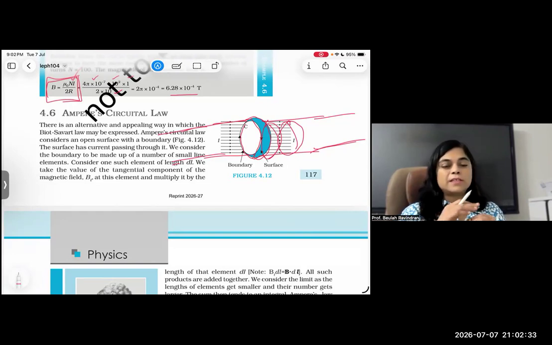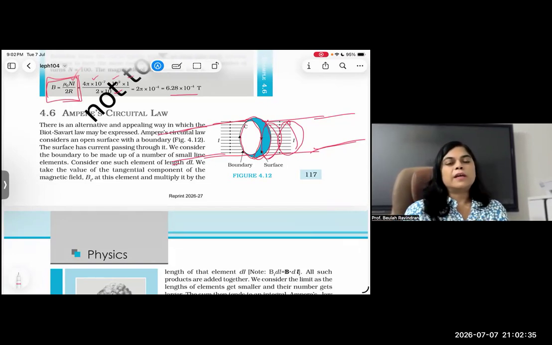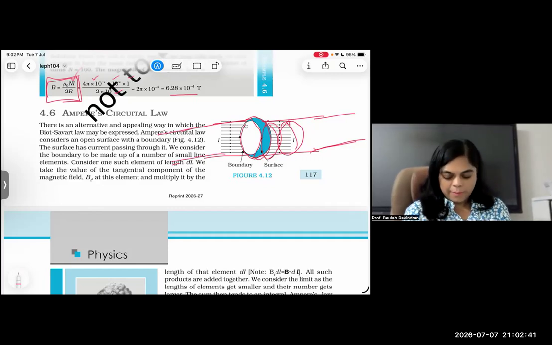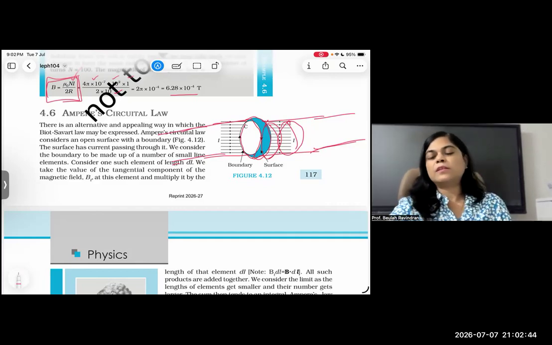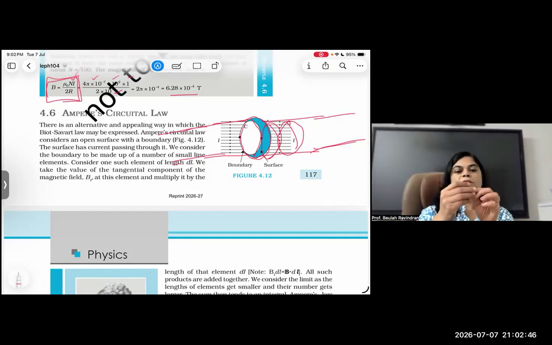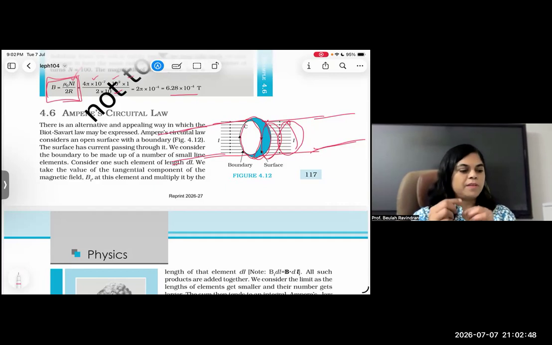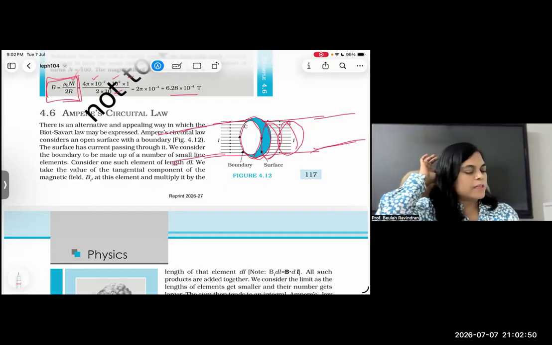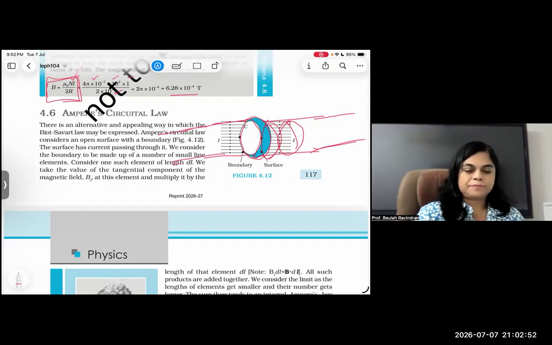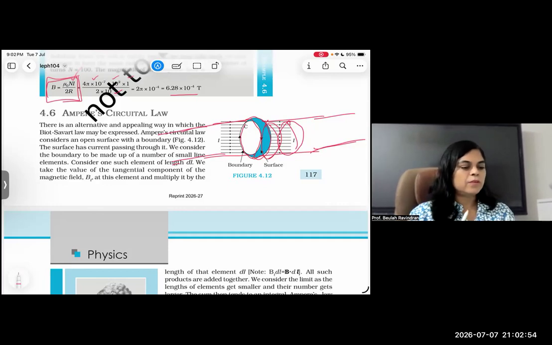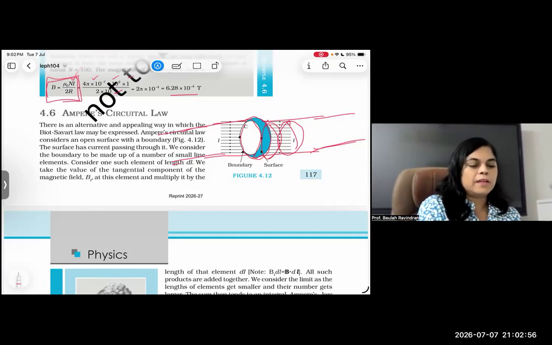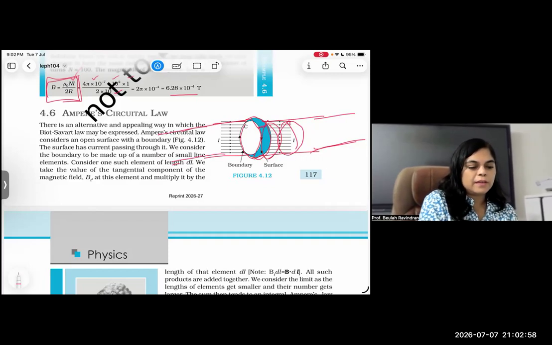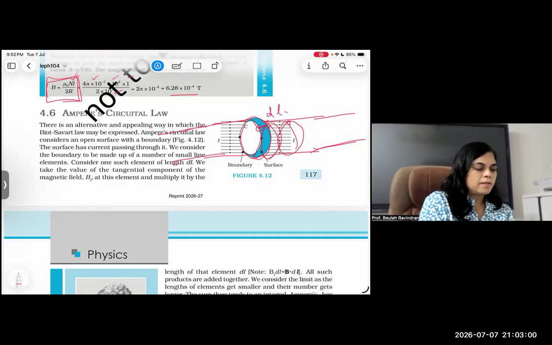So it is like a Gaussian surface. You have to keep an analogy with the Gaussian surface. Ampere circuital law uses an Amperian surface. You have to consider this boundary as an Amperian surface. Okay, consider one such element of length dl here. Okay, it is the length element dl. Okay.